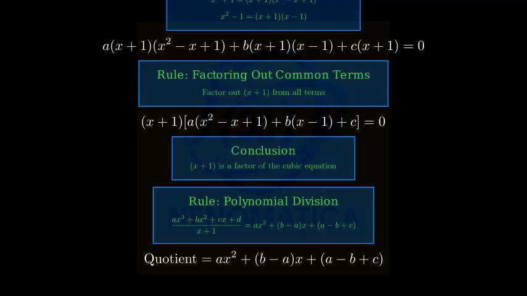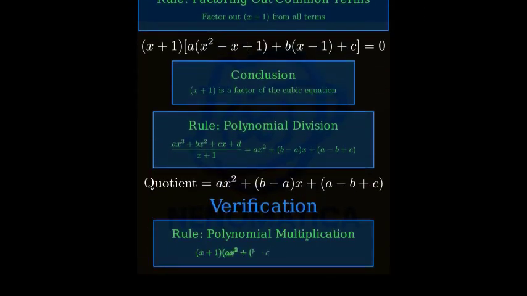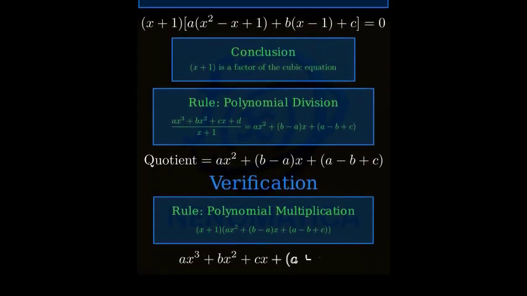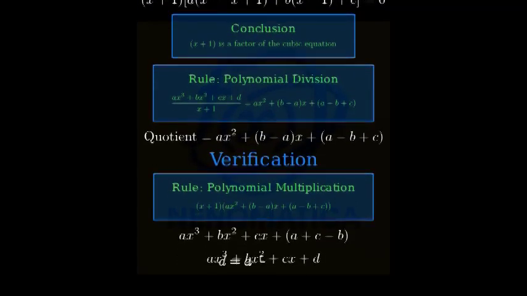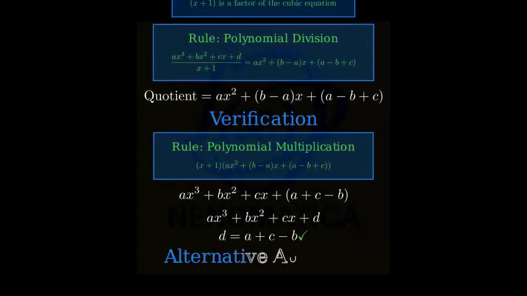Let's verify that our result is correct by expanding the factorized form back to the original cubic equation. When we multiply x plus 1 by our quotient, we get ax cubed plus bx squared plus cx plus a plus c minus b. Comparing with our original equation, we have ax cubed plus bx squared plus cx plus d. Since we've shown that d equals a plus c minus b, the factorization is valid.